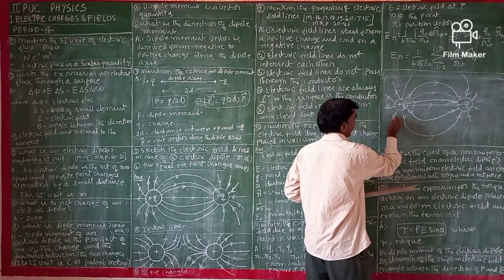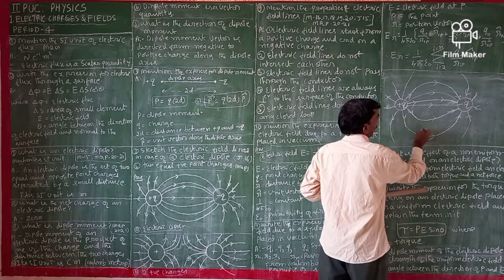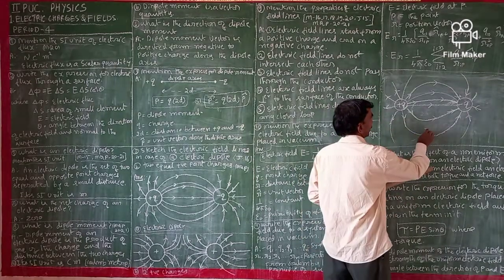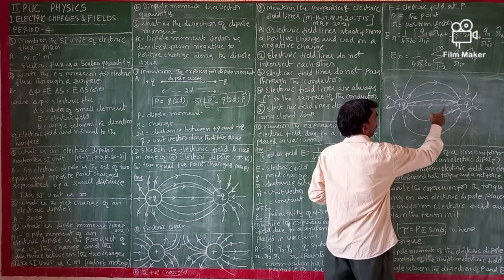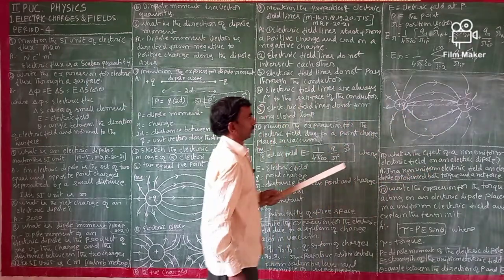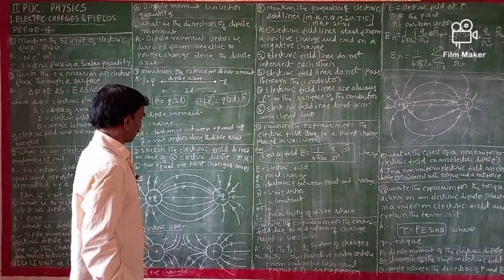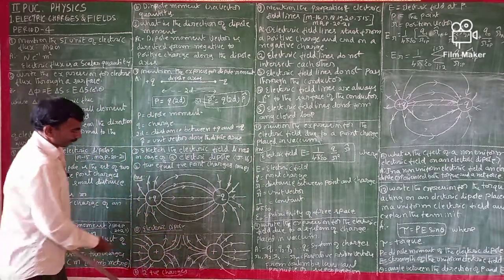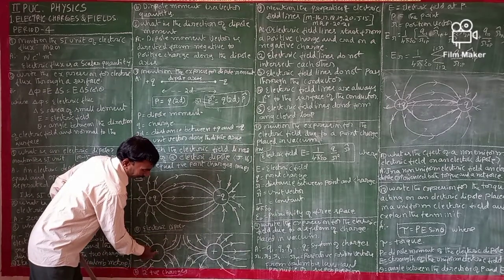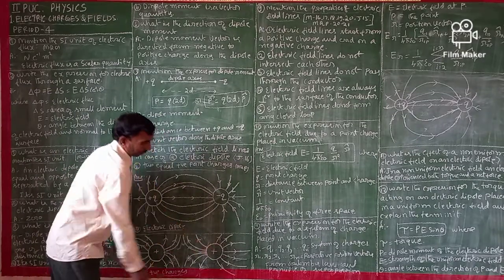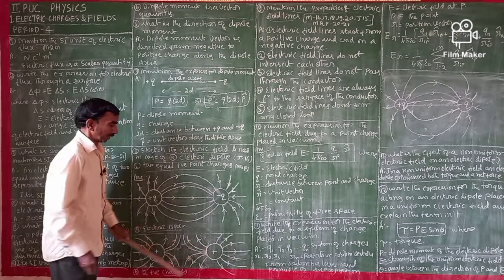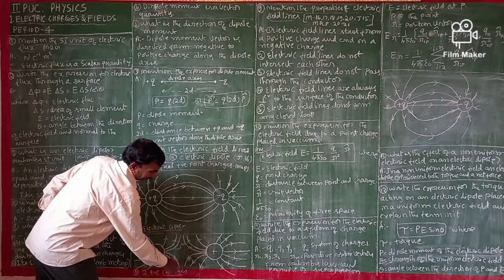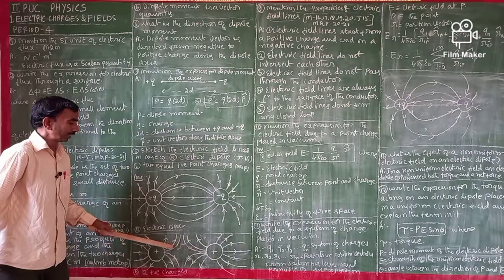They never intersect each other. They will not cross another electric line of force. They always start from positive to the negative end. And in the case of two positive charges, this one also starts from a positive charge, and this charge also starts from a positive charge. So they will not intersect each other. They will go in this direction, so they will not intersect each other.